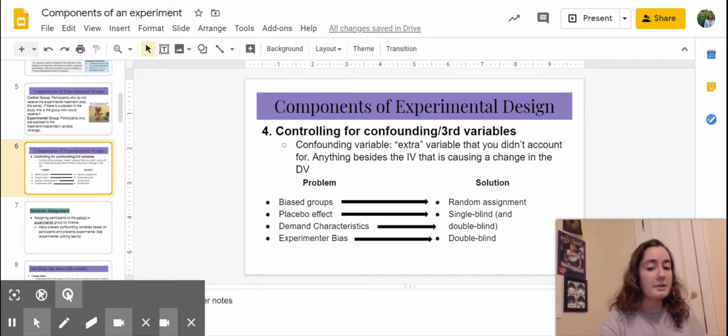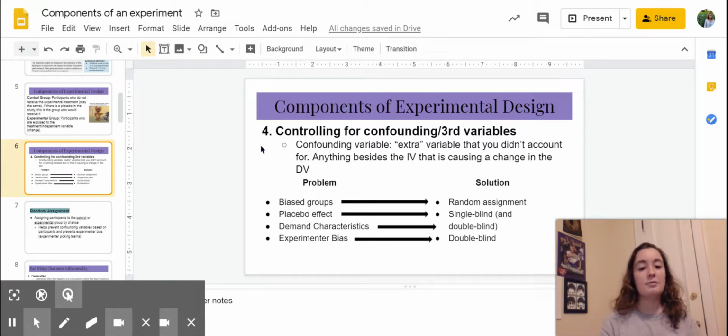So a confounding variable is just any extra variable, anything that's not the independent variable, that you didn't account for that's causing a change in the dependent variable. So ideally in a lab experiment, you can control for this and make sure that everything is precisely controlled so nothing besides the independent variable is causing changes in the dependent variable. But sometimes, even if it is an experiment, these things can sneak through.